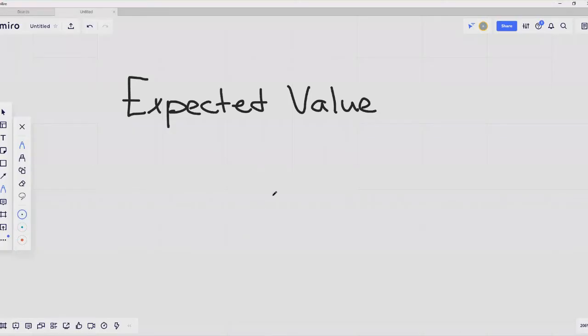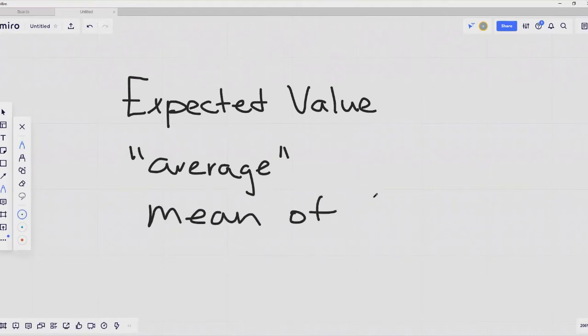In this video, we are going to study the concept of expected value of a random variable. Expected value of a random variable is a single number that represents which value our random variable is going to take on average. Or else we might call it the mean of a random variable. So expected value is a measure of central tendency for a random variable, just like a sample mean.